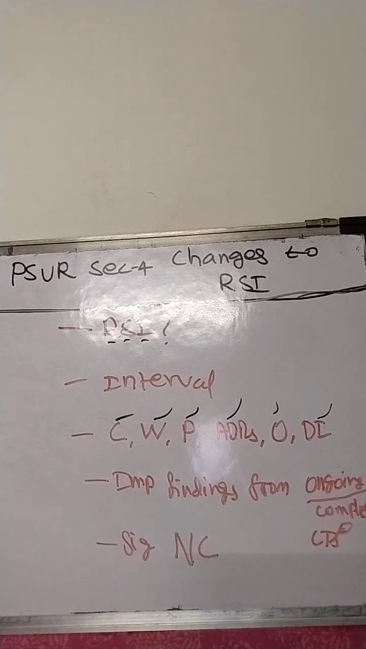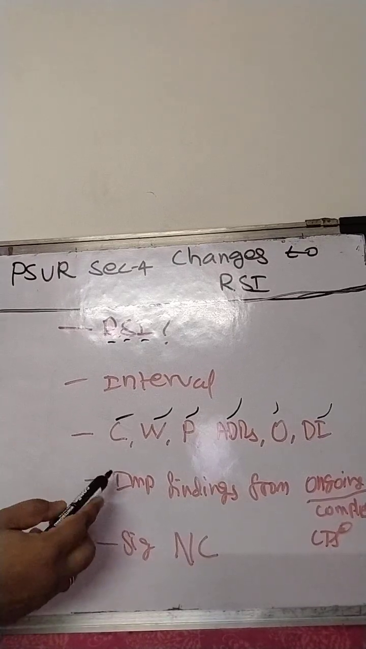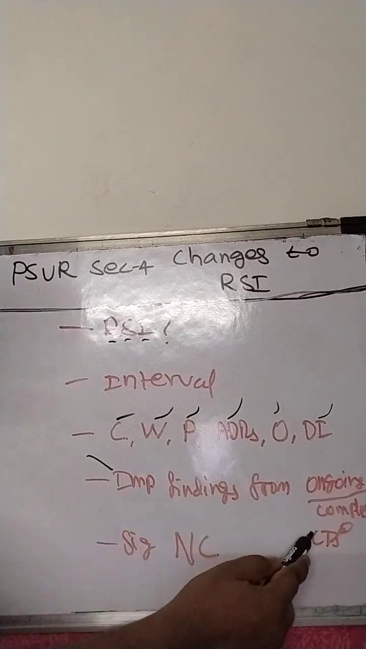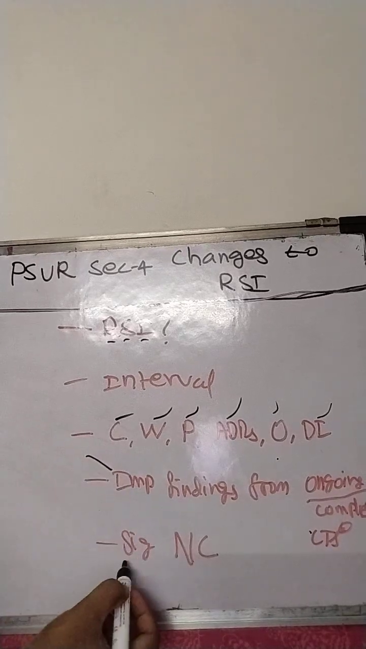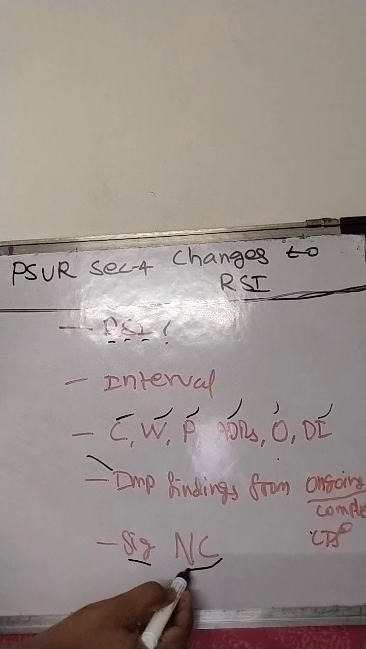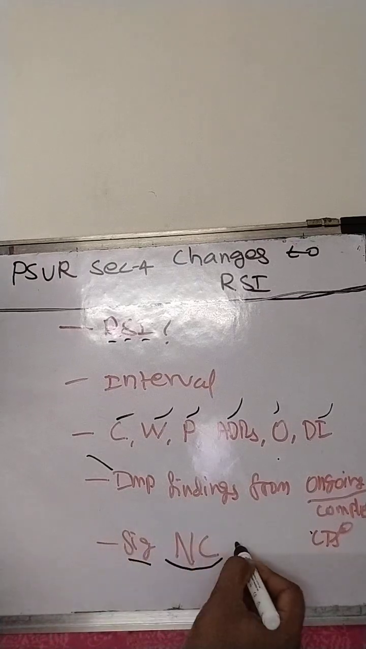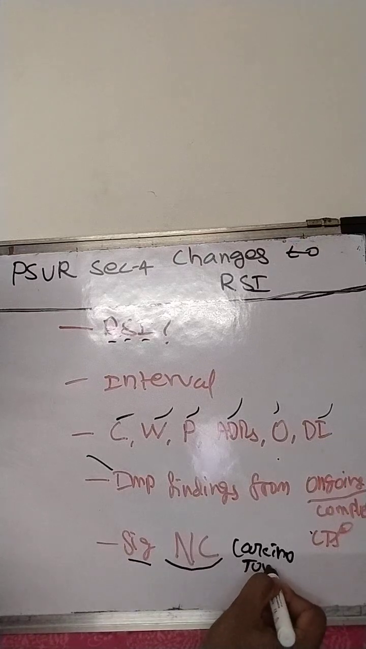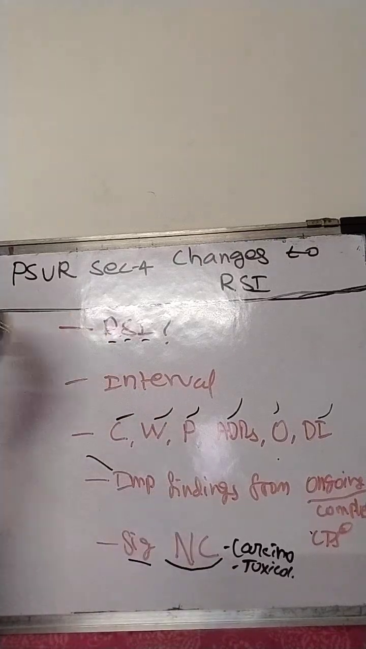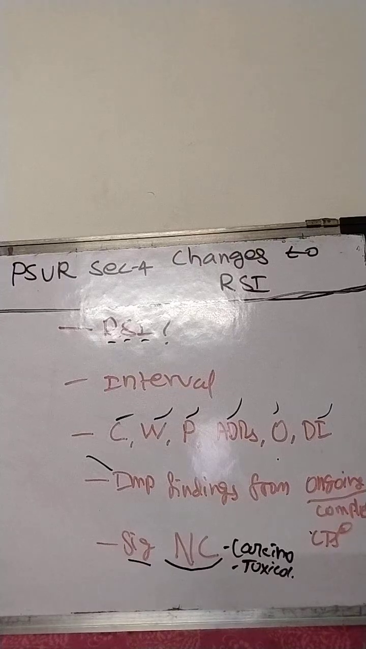And also if you come across any important findings from ongoing and completed CTs, based on that, if there are some changes that had been made in the RSI, that also needs to be captured. In addition, there are significant non-clinical findings also. Example, carcinogenicity, any other toxicological findings based on any safety. If the RSI is being revised, that information also needs to be captured in this particular section.